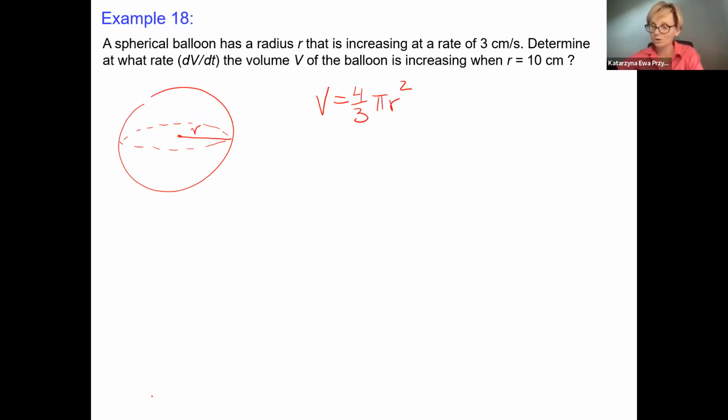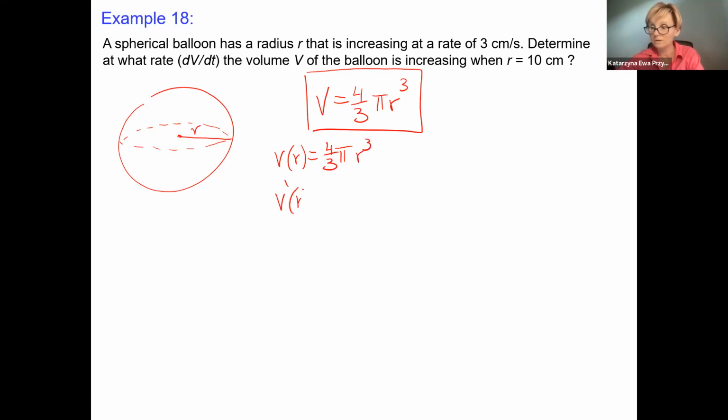This one. Oh, cube. Of course, cube. 4/3 pi r cubed. And that's the formula. And we have to find out the derivative. Okay? That means normally volume depends on r. And this is the formula, let me just say.